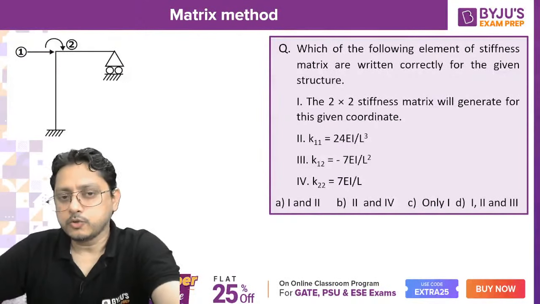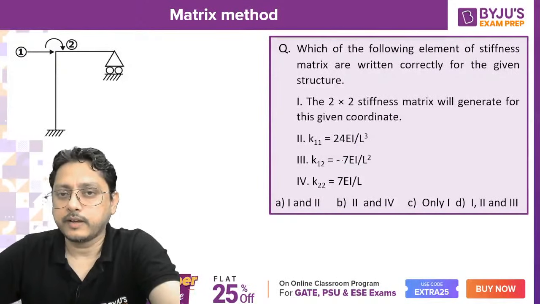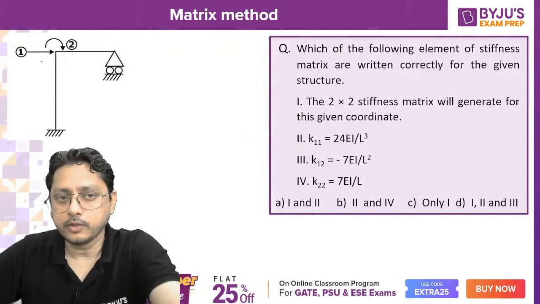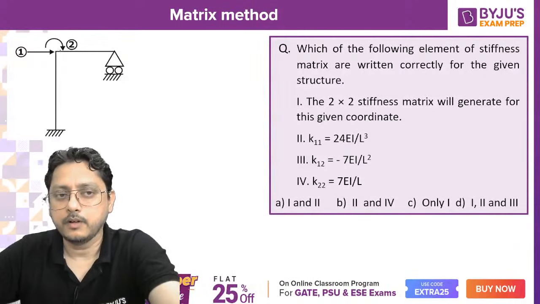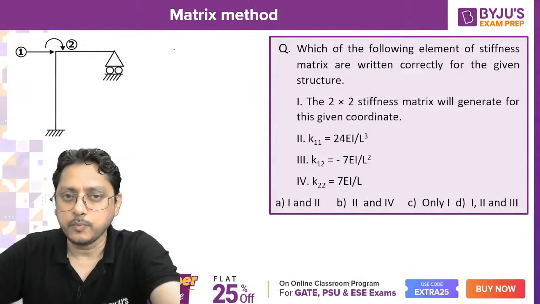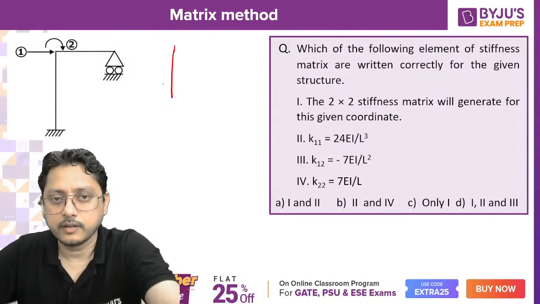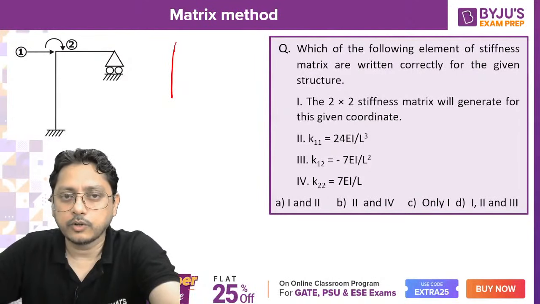Now, if you want to generate the stiffness matrix for this one, what exactly are you going to do here? You have two coordinates, coordinate 1 and 2. First of all, generate the first column. So seize the other coordinates and provide the unit displacement in the coordinate direction 1. If you provide the unit displacement in the coordinate direction 1, what exactly are you going to get here?